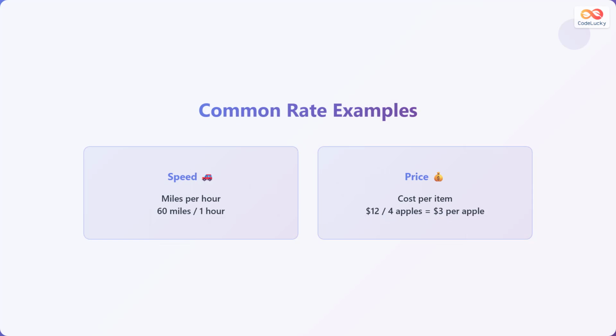Let's look at some common examples of rates. One is speed, often expressed as miles per hour. For instance, 60 miles per 1 hour is a rate. Another example is price, like cost per item. If $12 buys 4 apples, then the rate is $3 per apple.